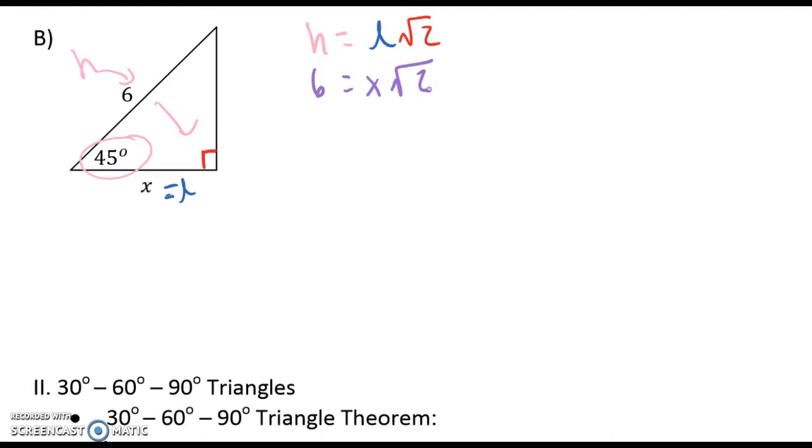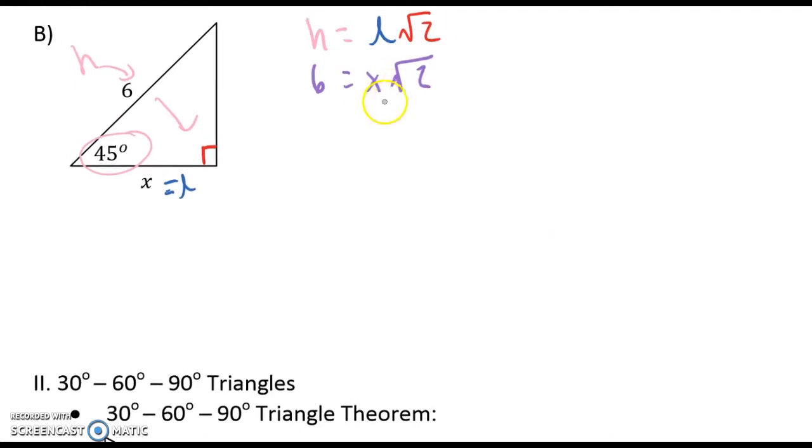Alright, so do your inverse operations. I'm going to divide by the square root of 2. And remember what I said earlier when I said simplest radical form? That not only means to simplify all of your square roots, but also, I don't want this in the denominator. Right? So your question might be, well, how do I get rid of it?